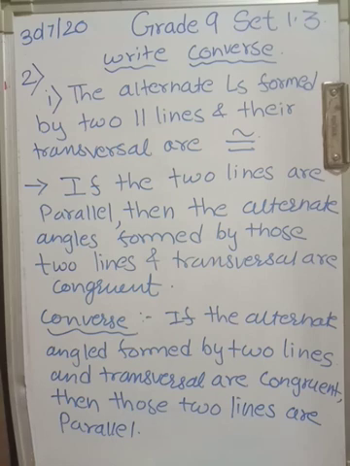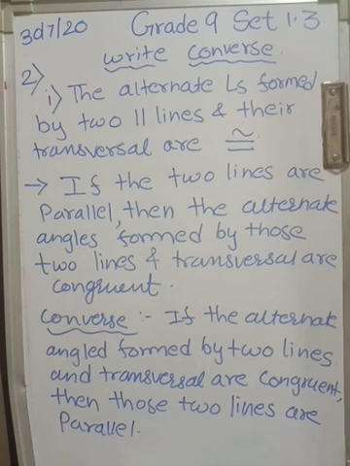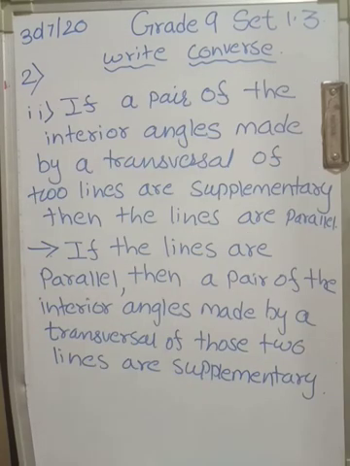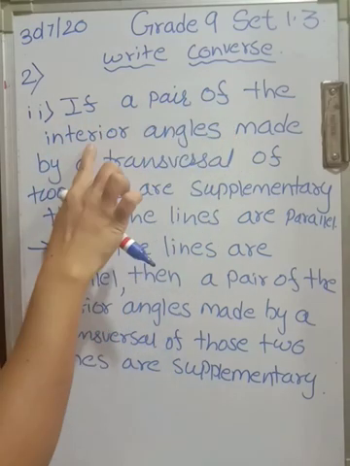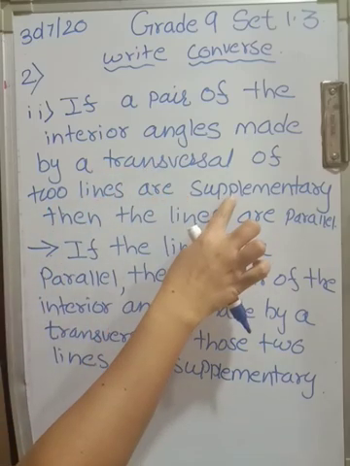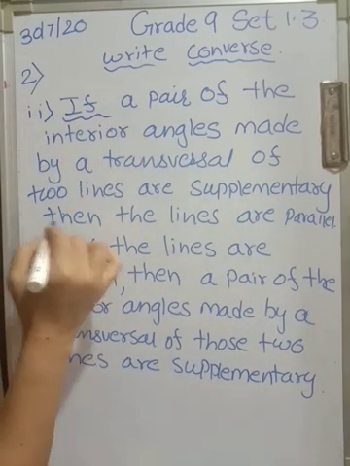Let us see the second one. It is already in if and then form. I am reading it to you. If a pair of the interior angles made by a transversal of two lines are supplementary, then the lines are parallel. Now this is your second example from write converses. This sentence is already in if and then form.